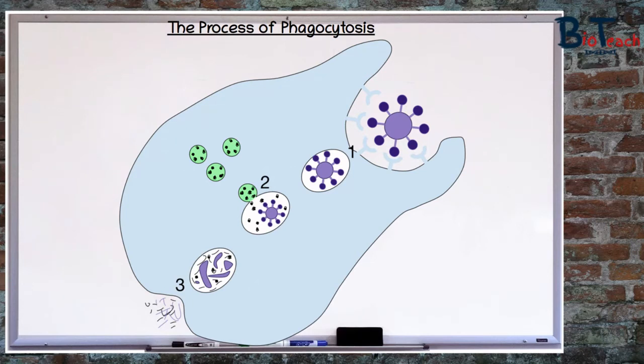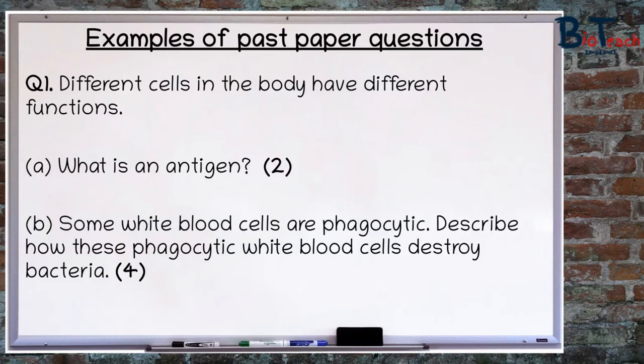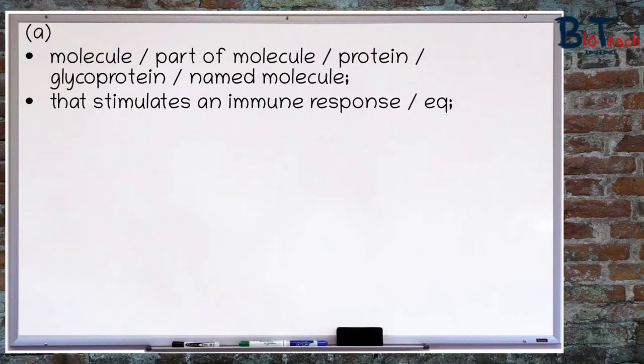I thought it'd be useful to have a couple of past paper questions within the video so you know the key terms to use. So the first one over here is asking about what an antigen is for 2 marks, and the second part is worth 4 marks, and it's asking how phagocytic white blood cells destroy bacteria. I'd like you to pause the video now and try to write down the answers to the questions and then play when you're ready.